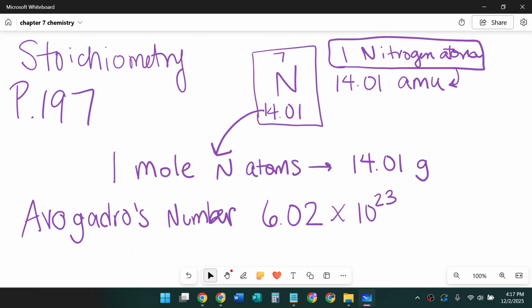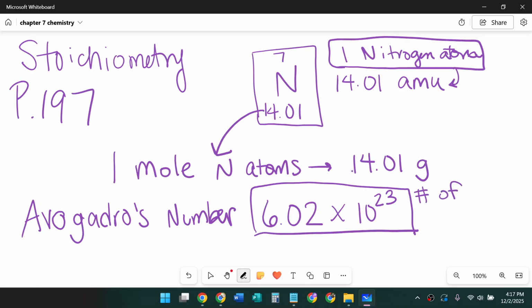Avogadro's number is a special number that tells us how many. Like 1 dozen is 12. 1 mole is this number. And we could write that out if we move the decimal 23 places to the right and add zeros in all the spaces that we add after the 2, that would be what it is laid out. But that would take us forever to write and not be very convenient. So we write it like this in scientific notation. And that's just the number of whatever it is in a mole.